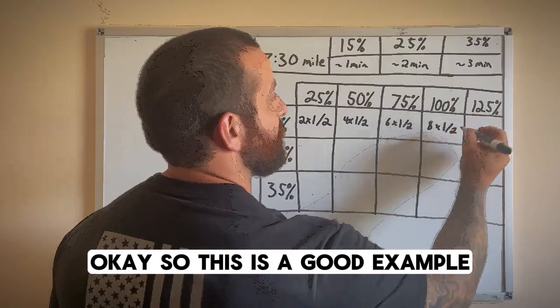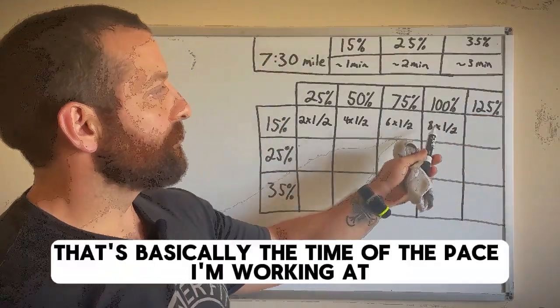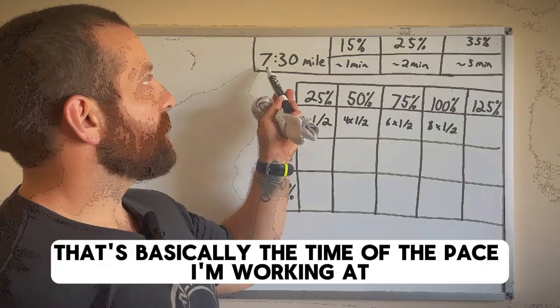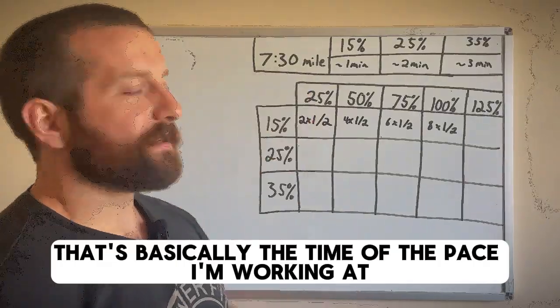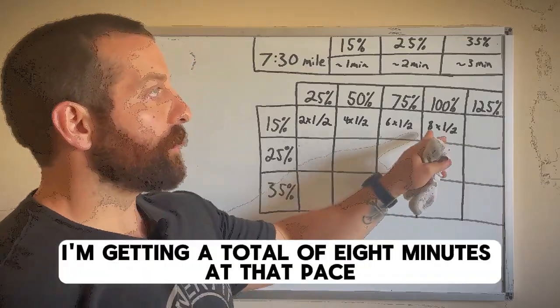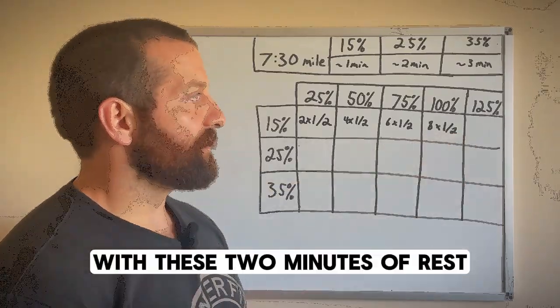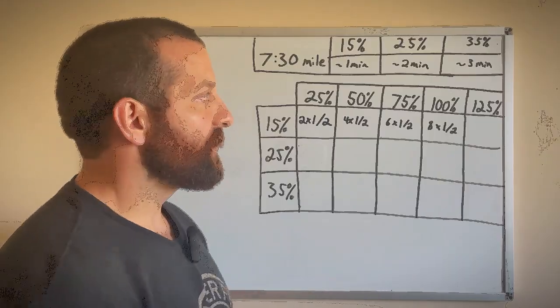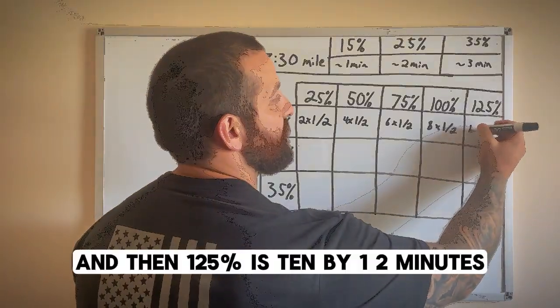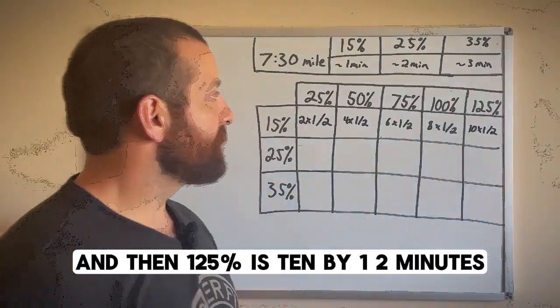Okay, so this is a good example. If I get 8 minutes of work, that's basically the time at the pace I'm working at. So if my pace mile is 7:30, I'm getting a total of 8 minutes at that pace with these 2 minutes of rest. And then 125% is 10 by 1, 2 minutes.